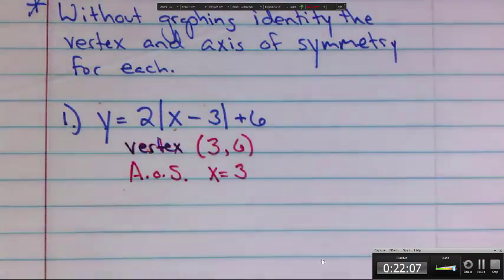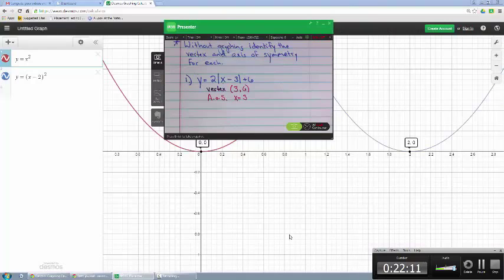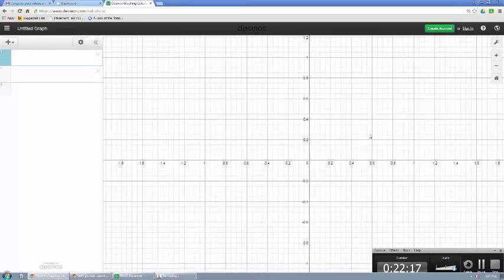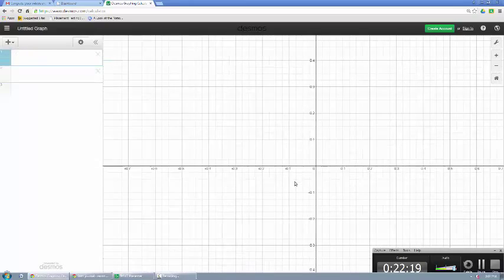Now, if we go to a graphing calculator, or you can graph it by hand, but if you're not sure, you can go to a graphing calculator such as the one I have on the board. This is Desmos.com that I mentioned a few days ago in class.